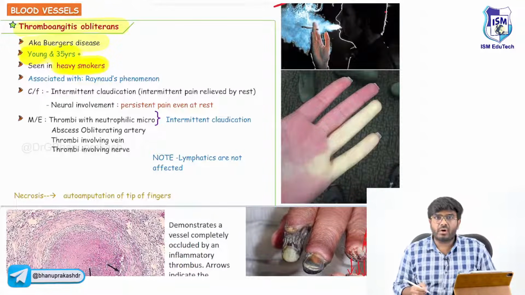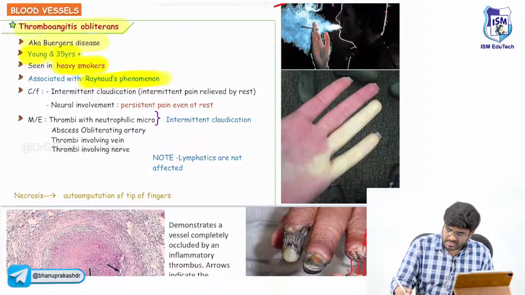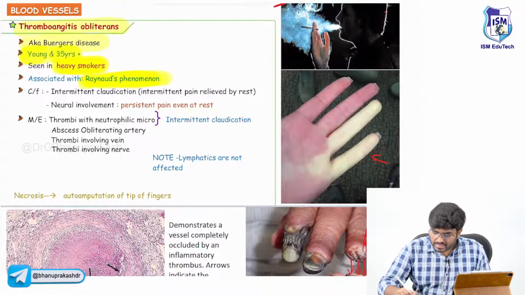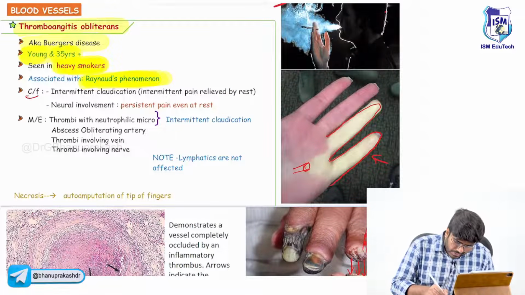It is associated with what? Associated with something called Raynaud's phenomenon. So what is Raynaud's phenomenon? See, this area became pale. Why? Because the blood supply got lost. To that area the blood supply is lost, so it becomes pale. Okay, done, sir. Now, what are the clinical features?